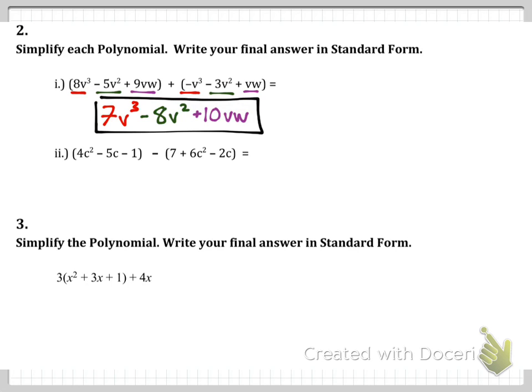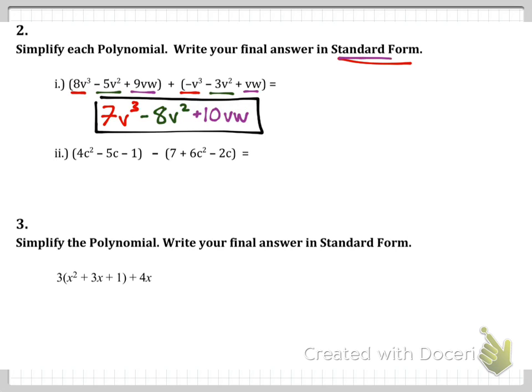Now, it says write your answer in standard form. That means the highest power goes first, and we've done that. V to the 3rd, v squared, and then v to the 1st. There is a second variable there, w, but you do not need to worry about that on this quiz.